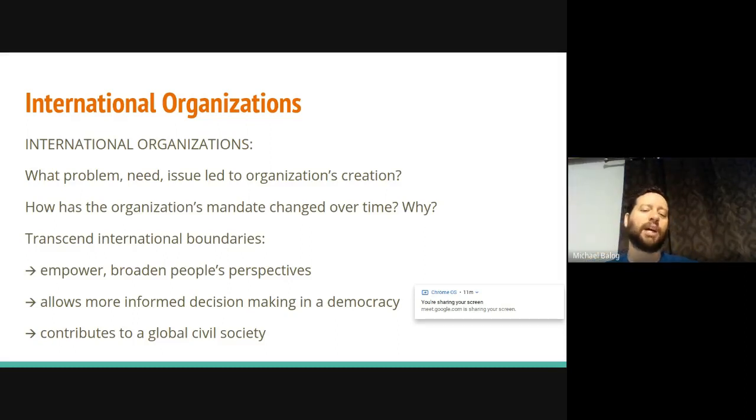And so sometimes organizations' mandates change over time, right? And so you want to think about that. What was the issue that led to the creation of the organization, and how has that mandate changed over time?